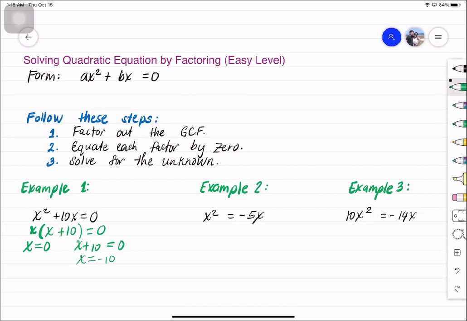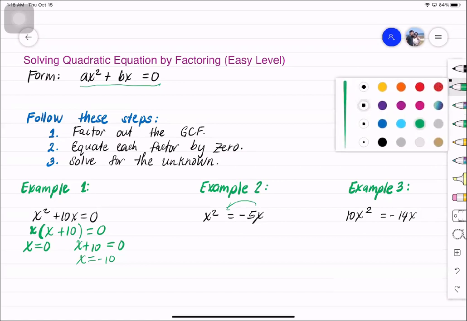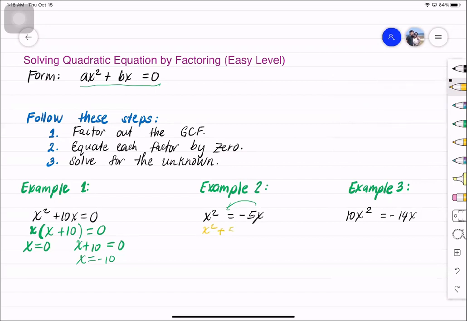You will notice in example number 2, it is not yet in the form of ax squared plus bx equals 0. It is not yet equal to 0. Since there is a quadratic term and a linear term, we have to transpose the negative 5x to the other side. What you will get is x squared plus 5x equals 0. This is now the new form of our quadratic equation, so we can proceed with the steps.